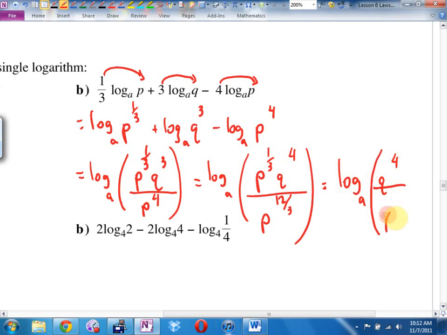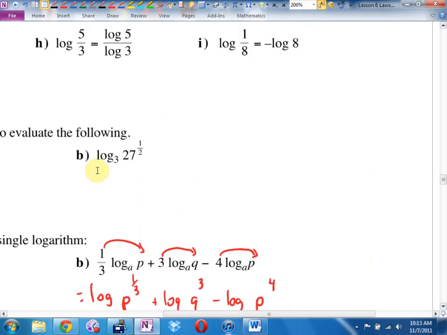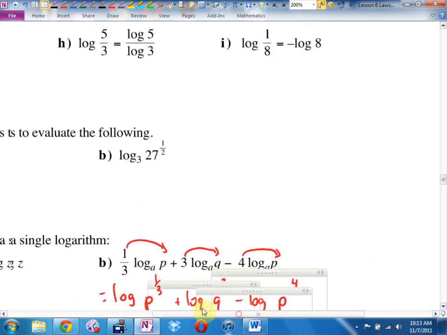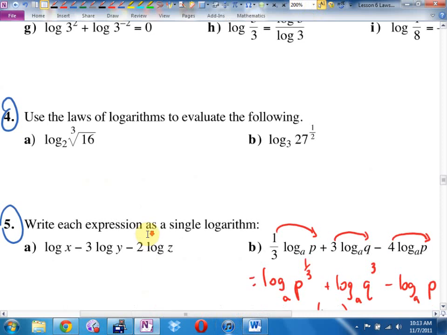Should be what it says in the back. I hope. Is that what it says in the back? There you go. Next. Yes. Sure can. Okay.